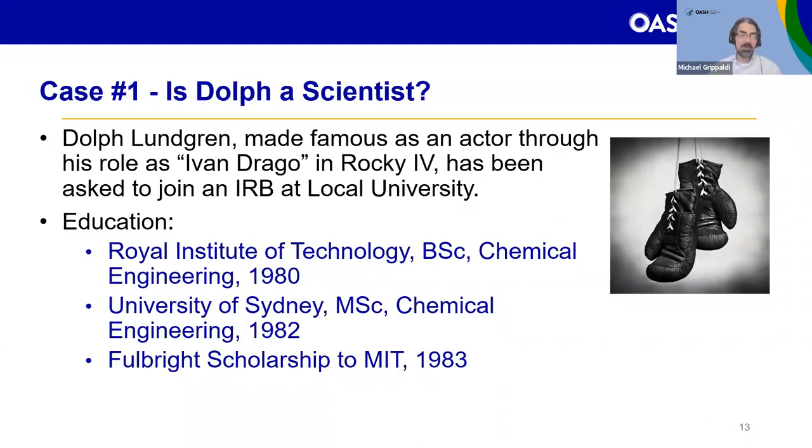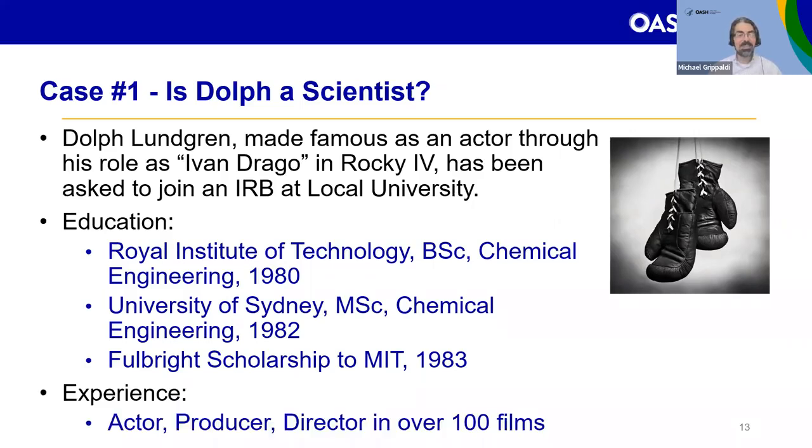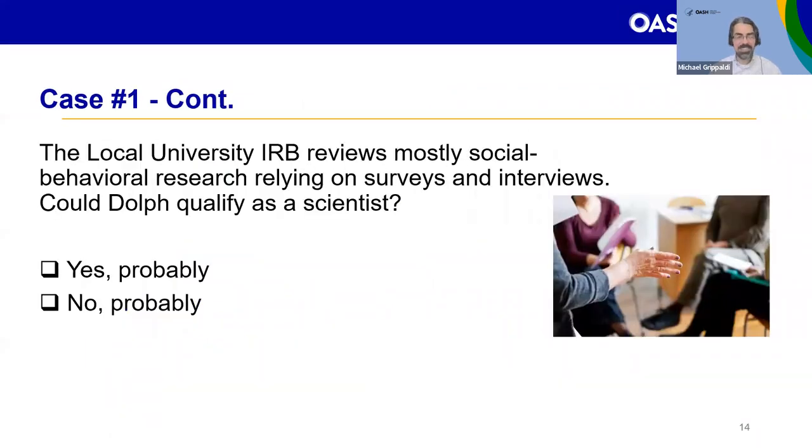He has 2 degrees in chemical engineering and earned a Fulbright scholarship to Massachusetts Institute of Technology. This is really crazy. What did he parlay all that education into? Well, he has over 100 credits to his name as an actor, producer, and director. So clearly he's a man of many talents. But getting back to the scenario, the local university IRB reviews mostly social behavioral research. So we want to know, is Dolph likely to qualify as a scientist for this board?